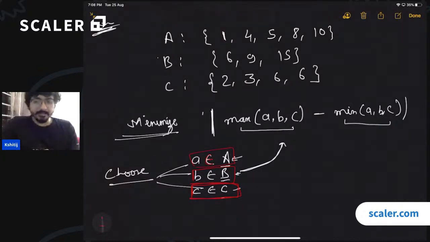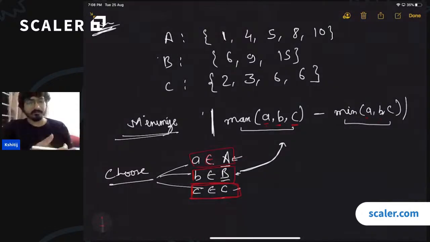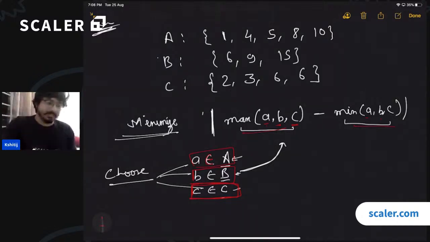Difference, minimum in comparison to other differences, right? There are multiple possibilities of selecting values of A, B, and C. Out of all those possibilities, you have to select the values such that this difference is minimum. For example, you can pick A equals 1, B equals 6, and let's say C equals 2. In this case, what is the answer? The minimum of A, B, C is 1. The maximum is 6. So in this case, the answer is 5, right?